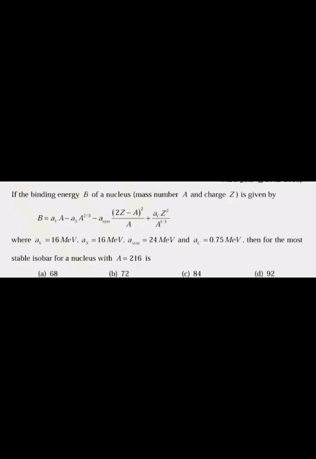The next question is: if the binding energy B of a nucleus is given by B = a_V A − a_S A^(2/3) − a_asym (2Z − A)²/A + a_C Z²/A^(1/3), where a_V is 16 MeV, a_S is 16 MeV, a_asym is 24 MeV, and a_C is 0.75 MeV, then the most stable isobar for a nucleus with A = 216 is dash.